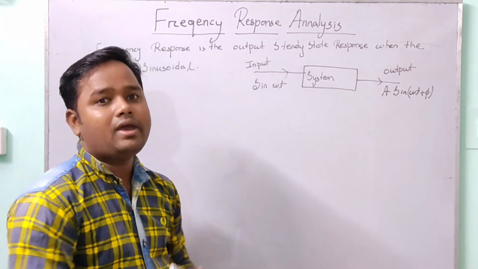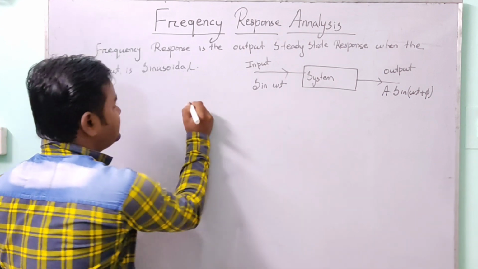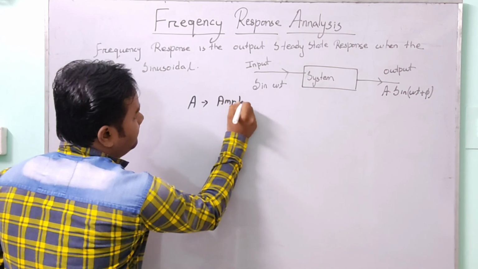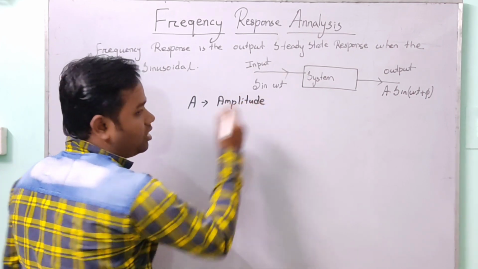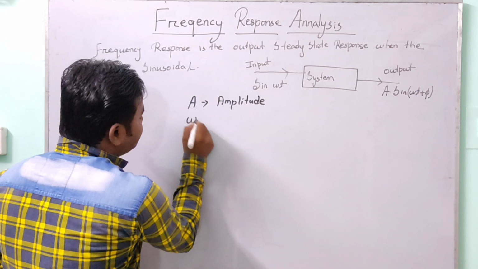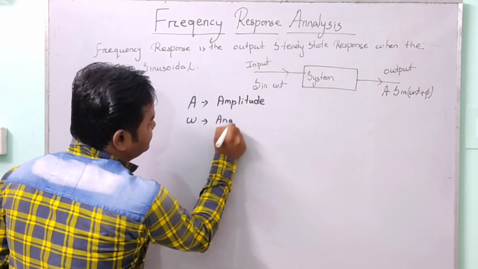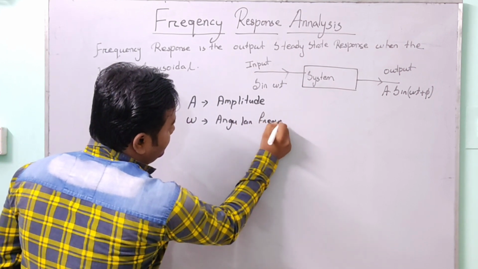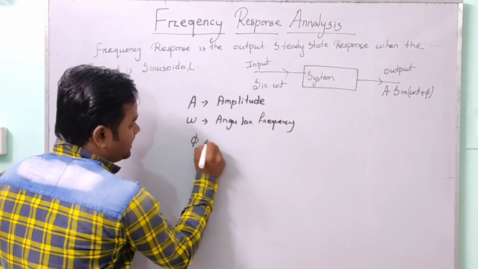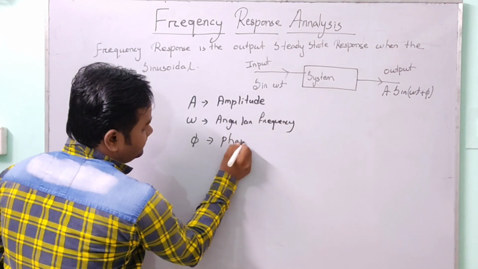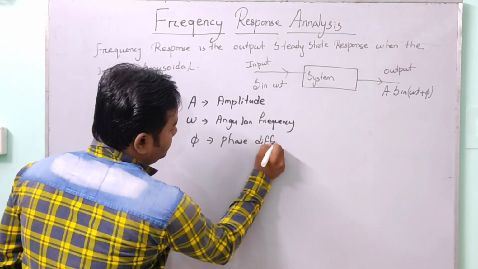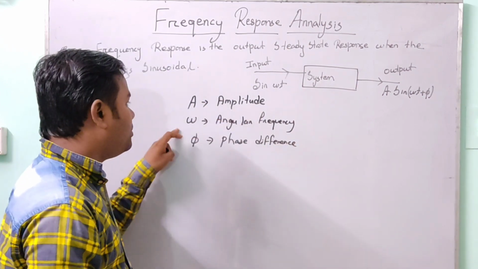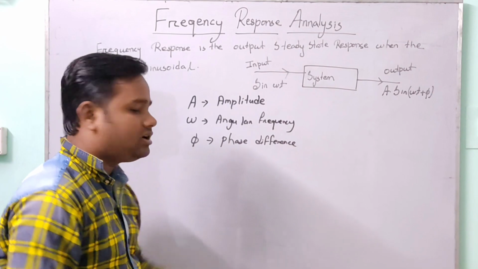Here are some terms we have to study. First one is A. A is the amplitude of the signal. Omega is the angular frequency. And phi is the phase difference. Here are three basic terms: A is the amplitude, omega is the angular frequency, and phi is the phase difference.